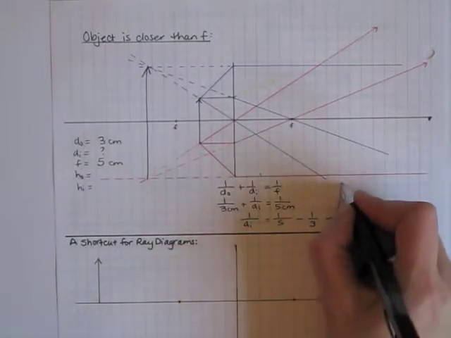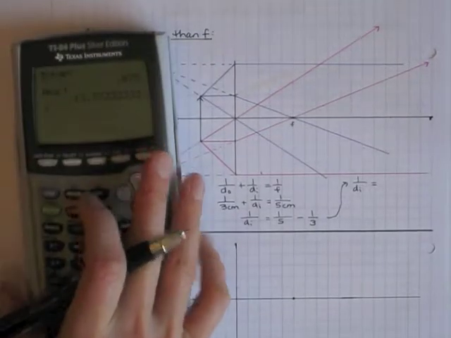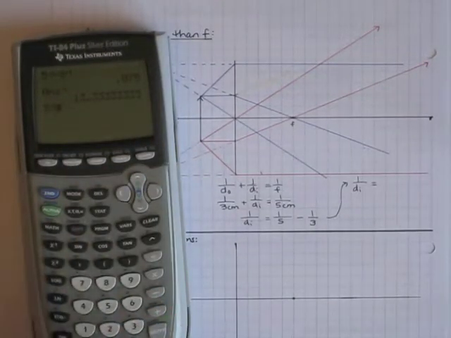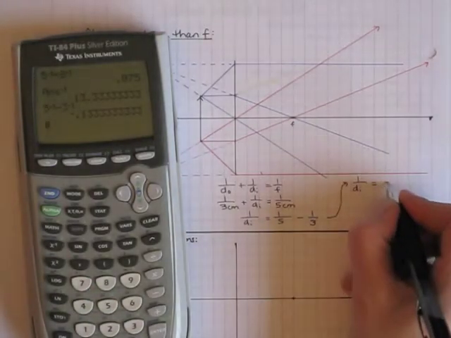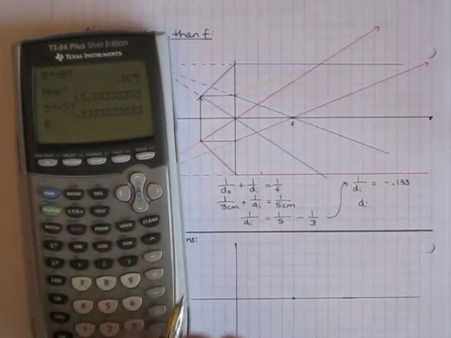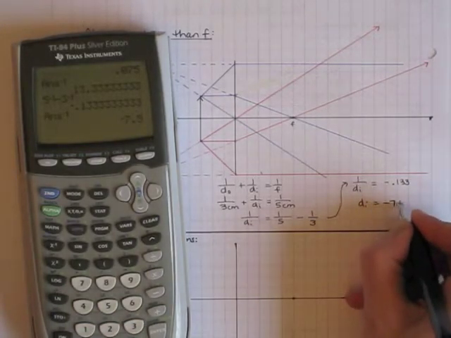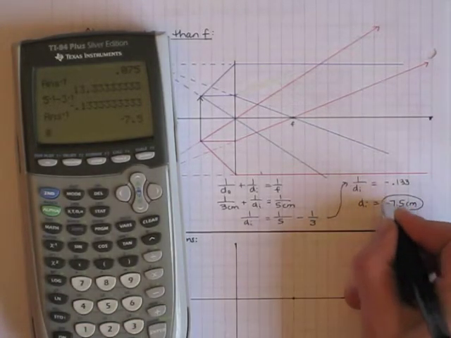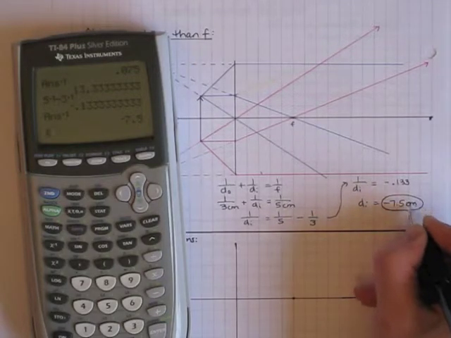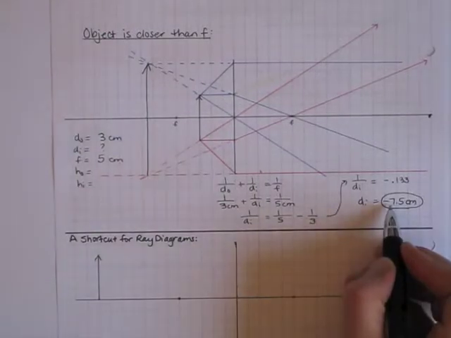So 1 over di equals 1 over 5 minus 1 over 3, negative 0.1333. Taking the inverse of that, we have negative 7.5 centimeters. Okay, so the 7.5 tells us how far away from the lens. The sign tells us which side of the lens.